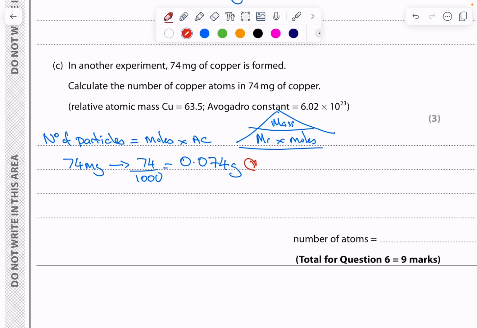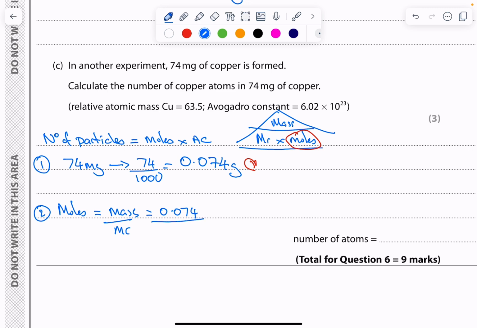Now then, grams is fine, but what I want to do is convert that into moles. So let's call that step 1. Step 2 is finding the moles of the copper, and according to that triangle, moles is mass divided by Mr. So the mass in this case is 0.074, and the Mr the question tells me is 63.5. So let's do that. Divided by 63.5, and that's given me 1.165 times 10 to the minus 3 moles. So that's the second stage done. And again, we've got ourselves a further mark in there.